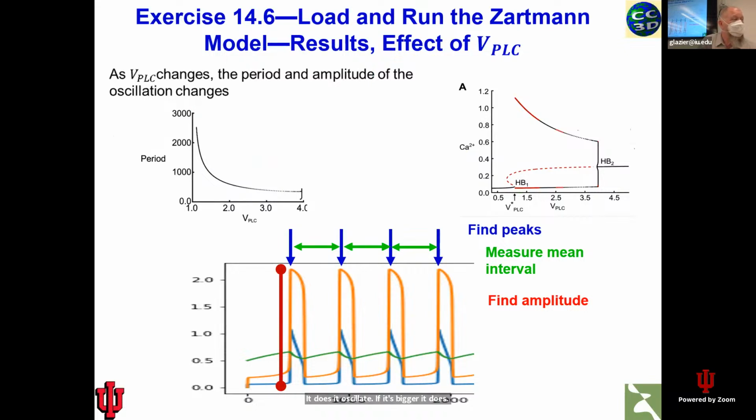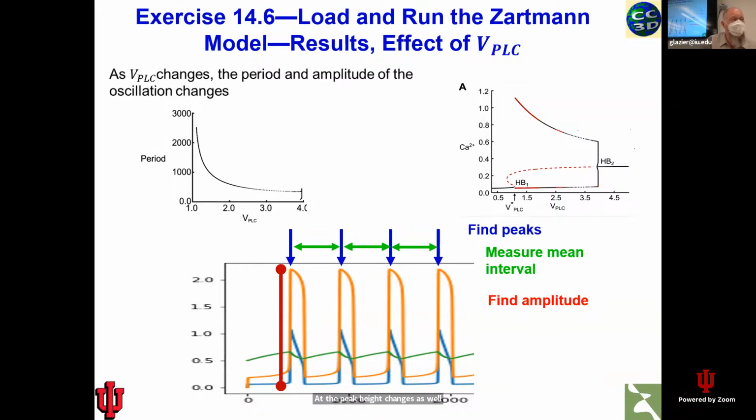Actually, you get some sort of interesting behaviors here as you change VPLC. You could check on, for example, what the frequency of oscillations is. And you'll find that as you make VPLC smaller, the frequency of oscillations goes down, or similarly, as you make VPLC bigger, the frequency of oscillations goes up. And the peak height changes as well.